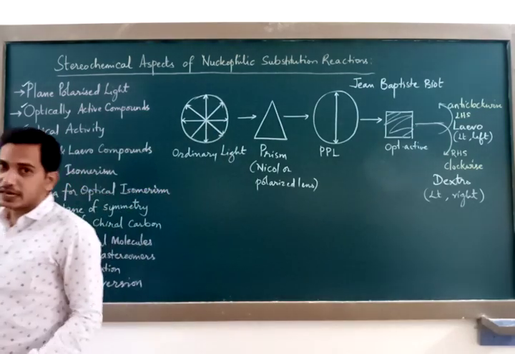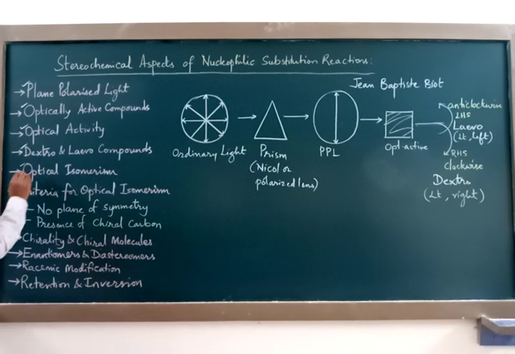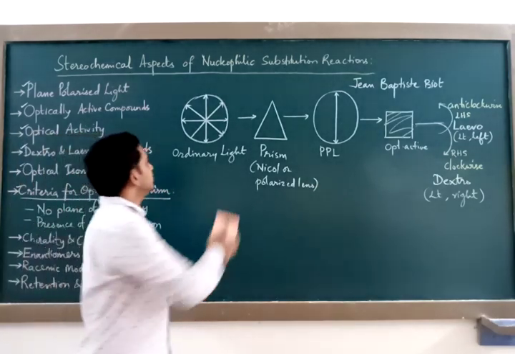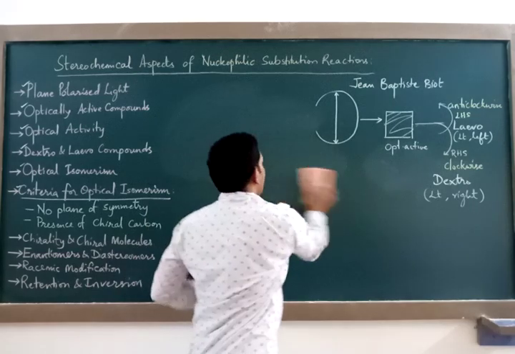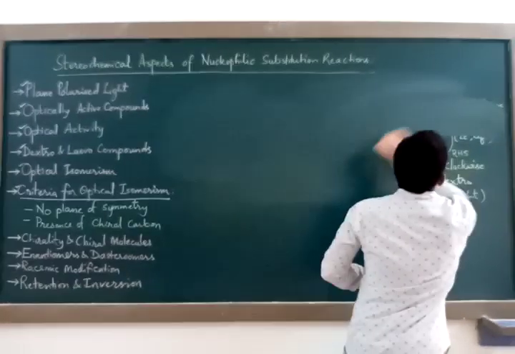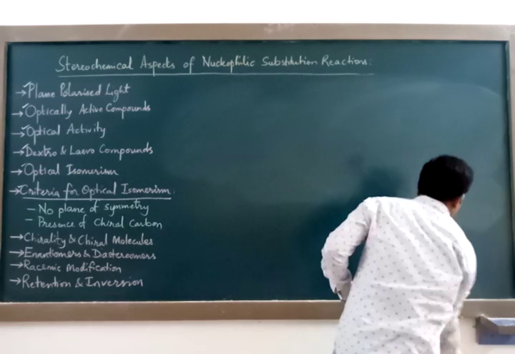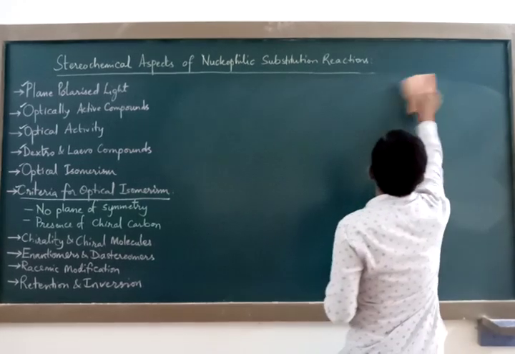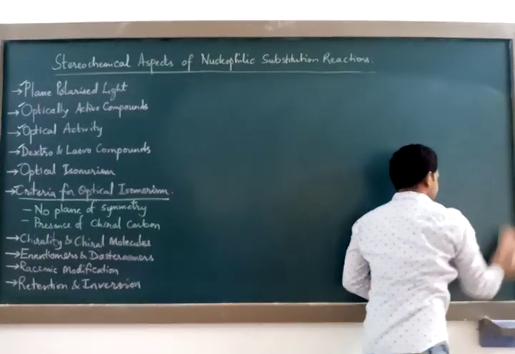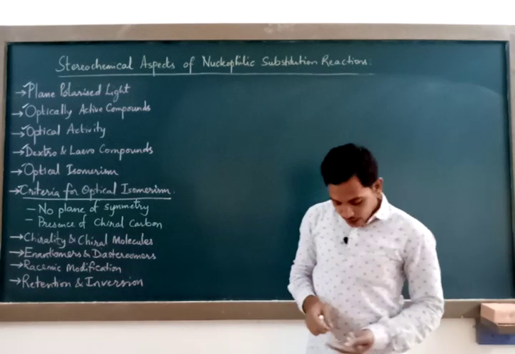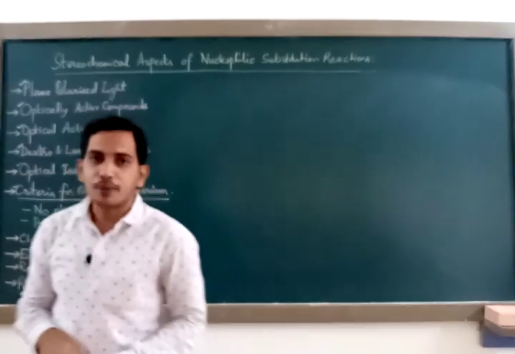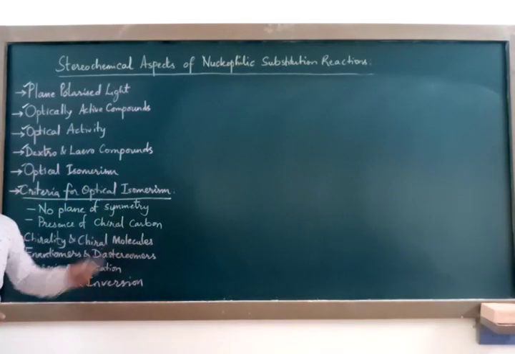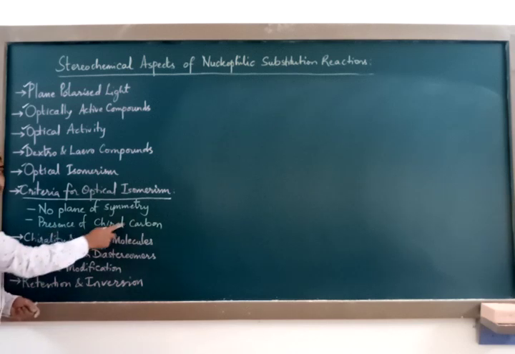For a compound to show optical isomerism, we have some criteria. That forms our next topic, criteria for optical isomerism. These criteria are important for all competitive exams, for theory exams, as well as all of your upcoming exams like NEET, JEE, AIEEE, etc. For a compound to show optical isomerism, you have two conditions. One, no plane of symmetry. The second is presence of chiral carbon.